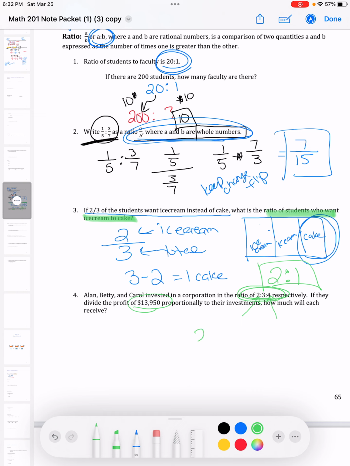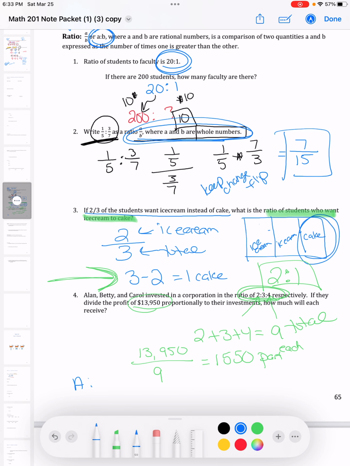So total, there are 9 units or parts total for this. So I had to add those together to get the total, just like in the problem up here, I had to subtract to get the part. I'm going the opposite. I want that total, so I'm going to add them. So I'm going to divide that 13,950 by 9, and that tells me that each part is worth 1,550.